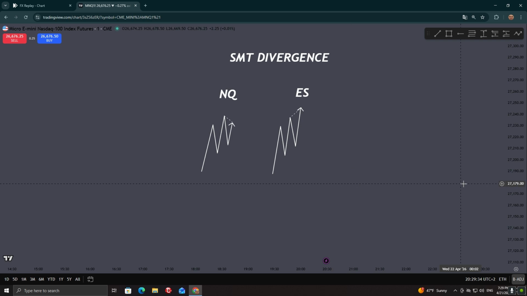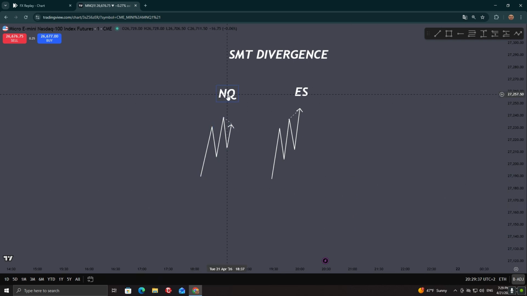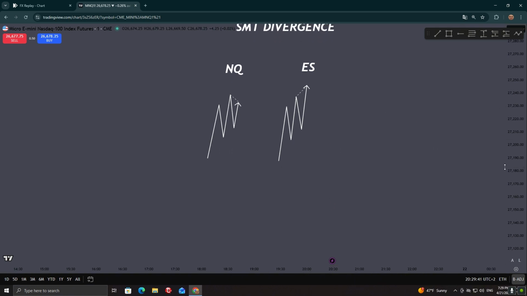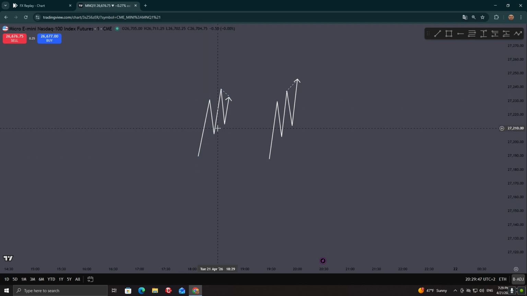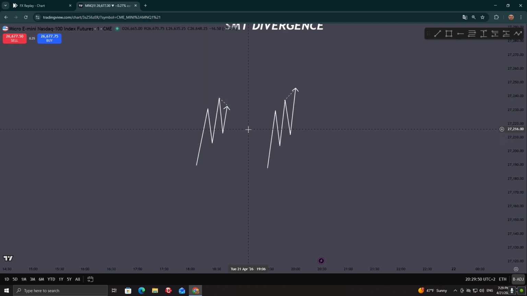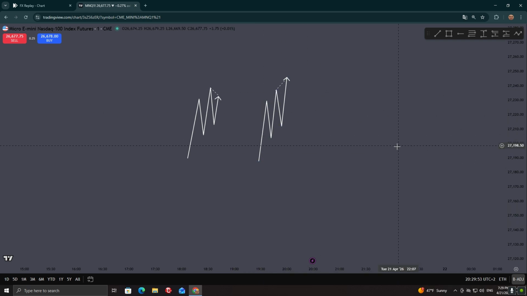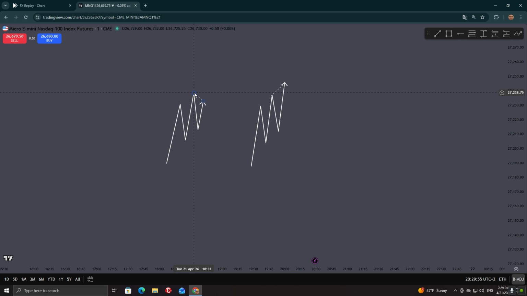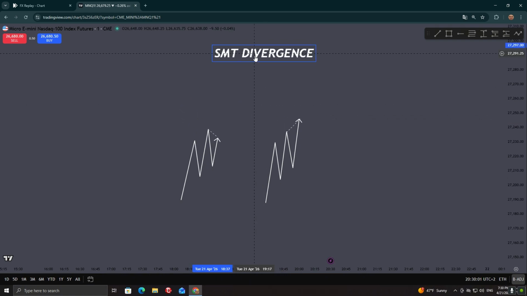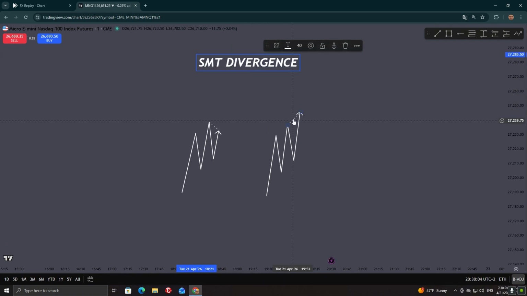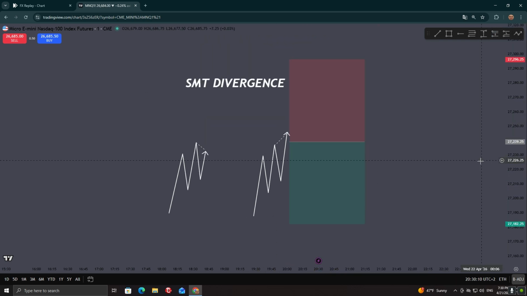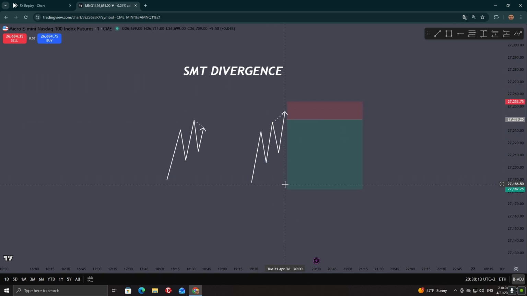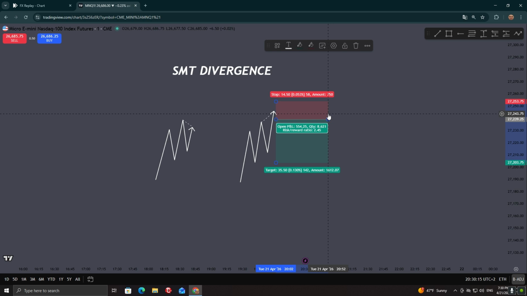So an SMT is a divergence between two pairs, in this case NQ and ES, and an SMT can look something like this. So let's say that Nasdaq is trending upwards, as you can see, higher highs, higher lows, and higher highs. And ES is also trending upwards. But Nasdaq does not take out the high, which ES does. This right here is an SMT divergence. So what this can do is cause the market to sell off. In this case, this is a bearish SMT, so this will cause the market to sell off.